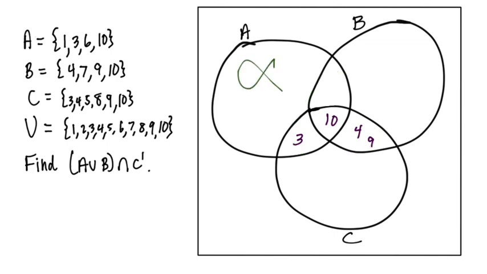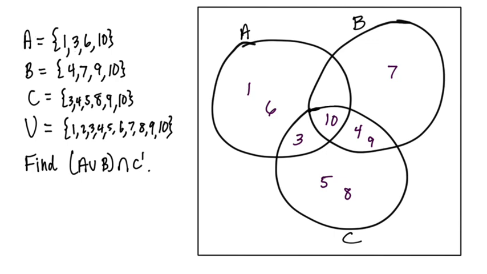And so now we'll work out here. So let's look at A. We already have 3 and 10, so we need 1 and 6. And if you look at B, we have 4, 9, and 10, so for the set B here, we're just missing 7. And then for C, we have 3, 4, 9, and 10. So you can see we're missing 5 and 8.